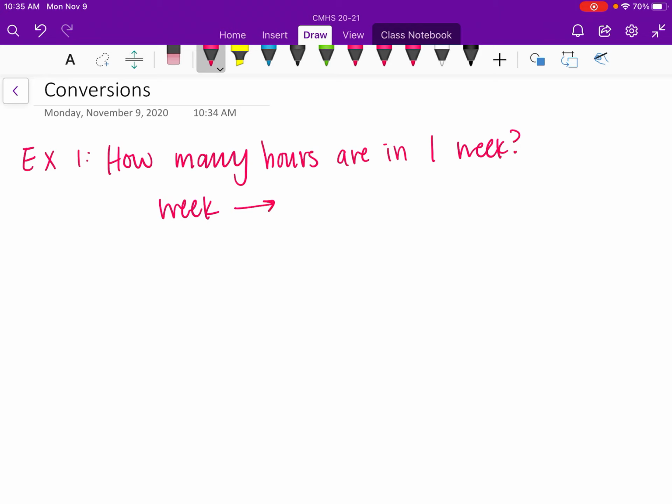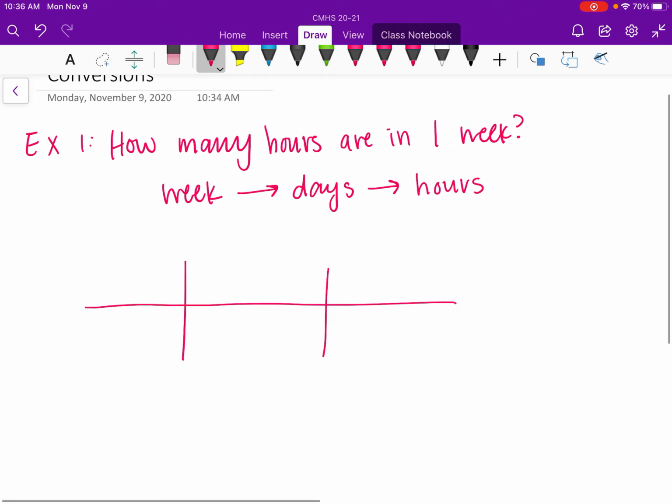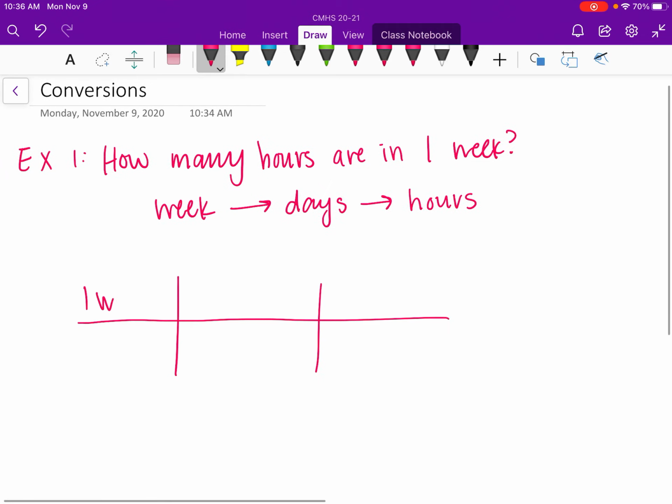So 1 week, you got to go from weeks to days to hours, right? You step down each time. We have a week, we step down to a day, we step down to an hour. So what we're going to do is draw what I call a fence post. And we're going to have 3 sections. One's for week, one for days, and one for hours. So we start up here with 1 week, but we want to end up with hours. So we have to get rid of the weeks. So the middle section should be days.